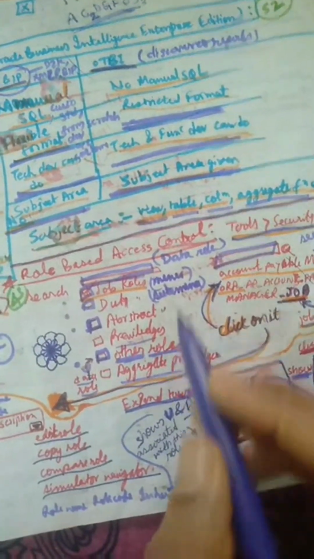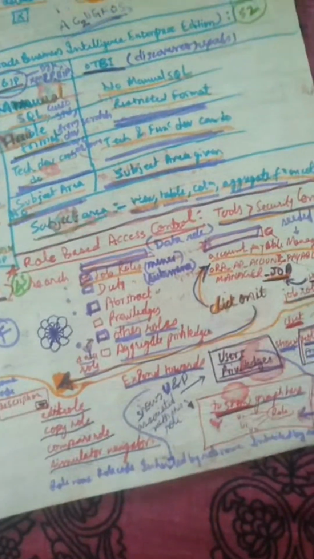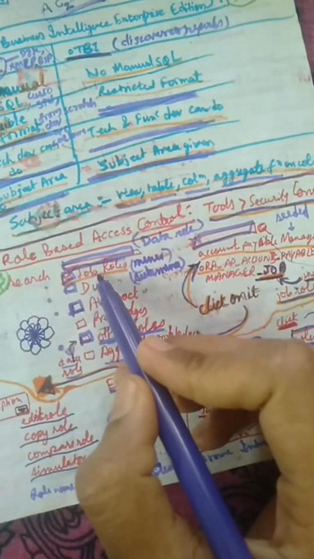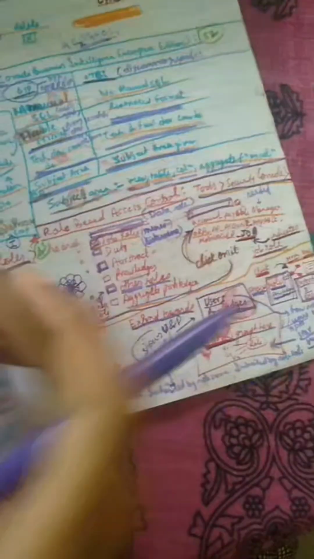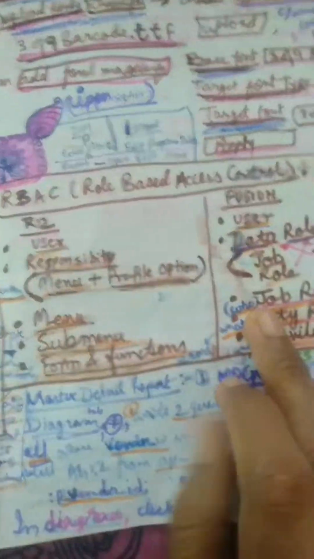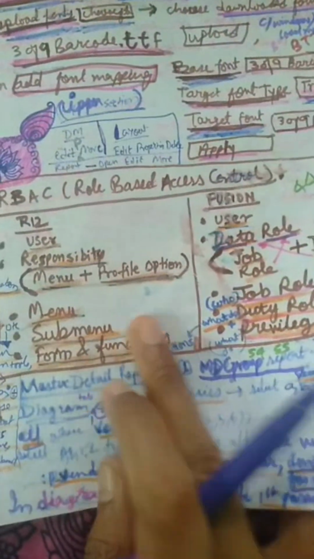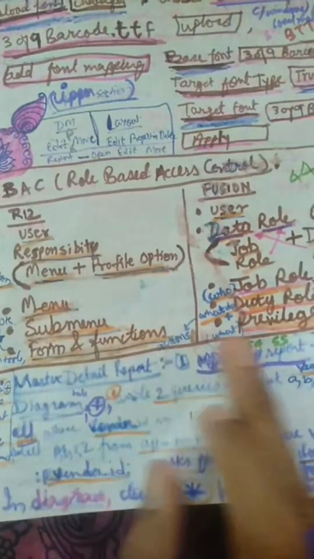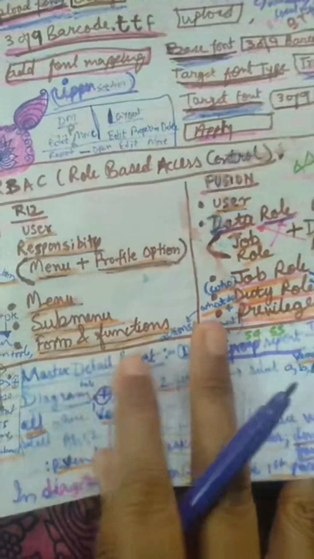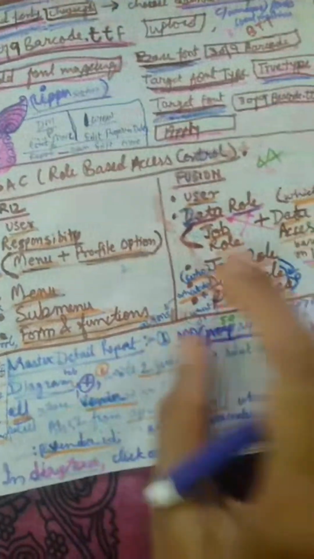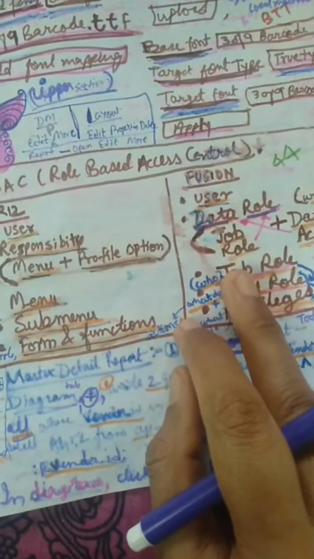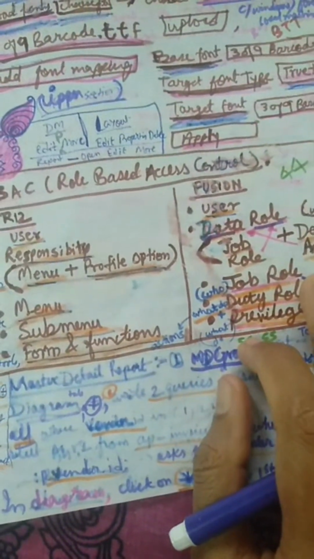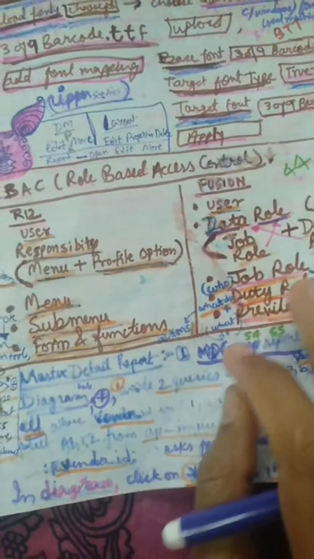In 11i, if I want to compare, job roles are nothing but menus, submenus are duty roles. Here we have a comparison chart: the job role is nothing but a menu, the duty role is nothing but a submenu, and privileges are nothing but forms and functions. That's what has changed from 11i and R12 to cloud.